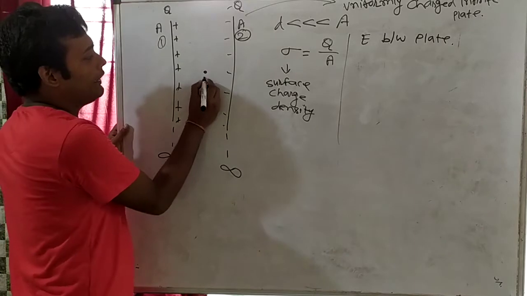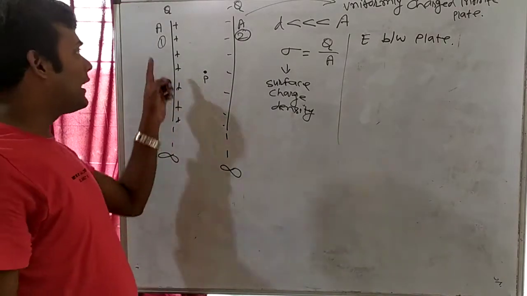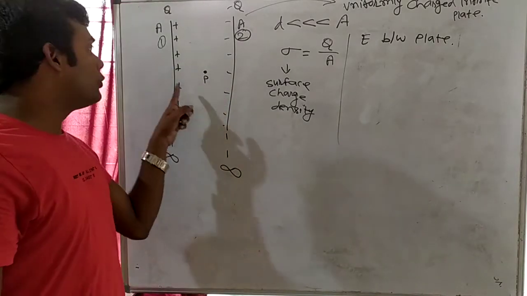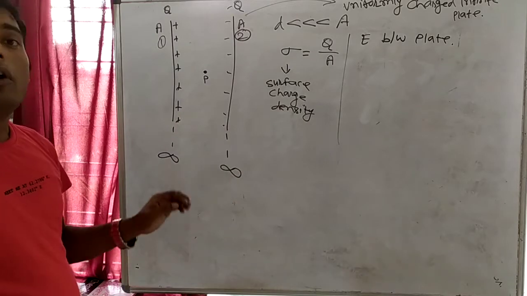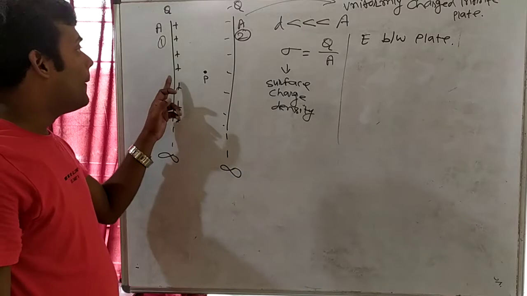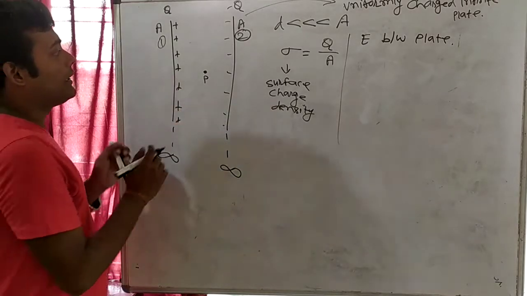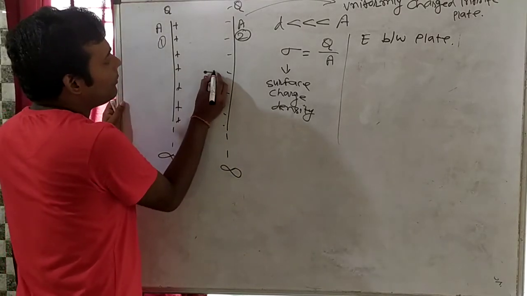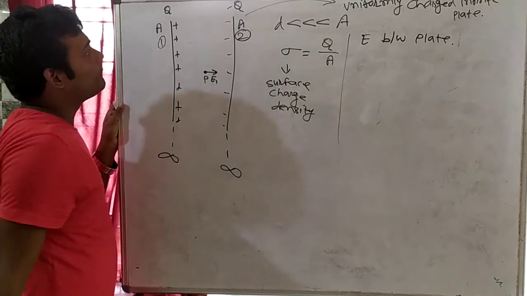Let's say this point is P. So what will be the direction of electric field at point P due to the first plate? Now, the electric field direction we all know: it will be away from the positive plate. So this direction will be E1.